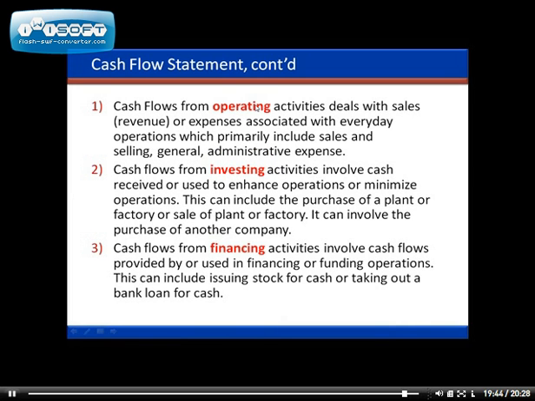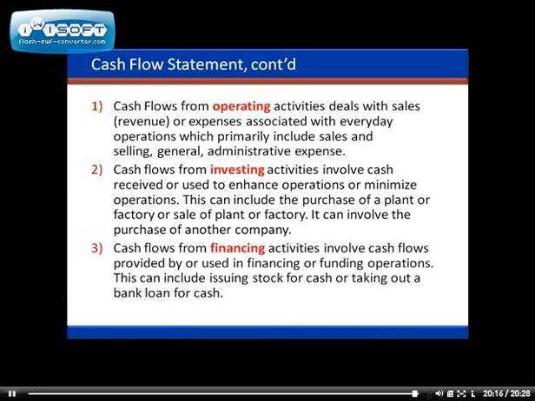Cash flows from operating activities deals with sales or expenses associated with everyday operations, and primarily includes the selling, general and administrative expenses. Cash flows from investing activities involve cash received or used to enhance operations or minimize operations. This can include the purchase of a plant or factory, or the sale of a plant or factory. It can involve the purchase of another company.